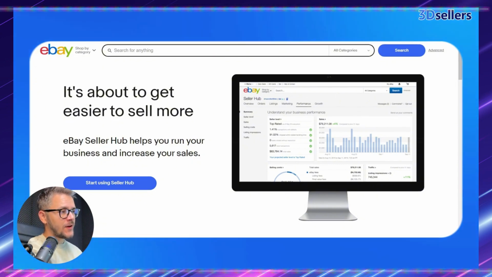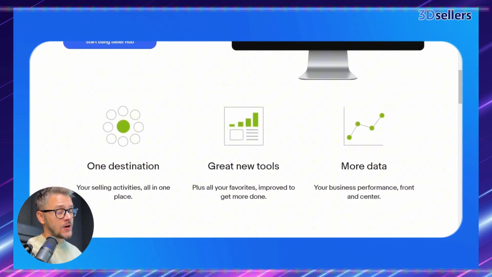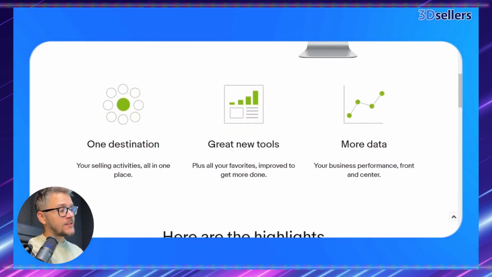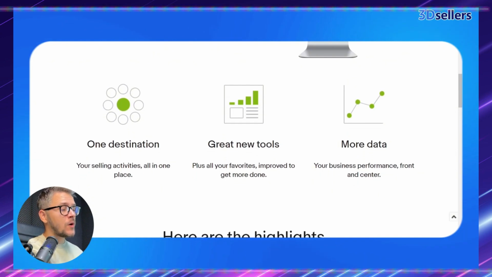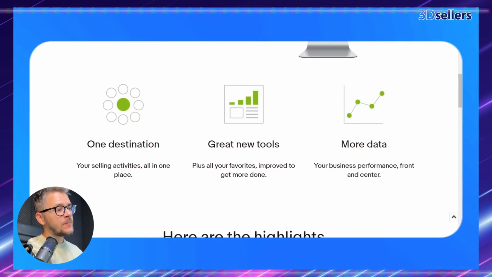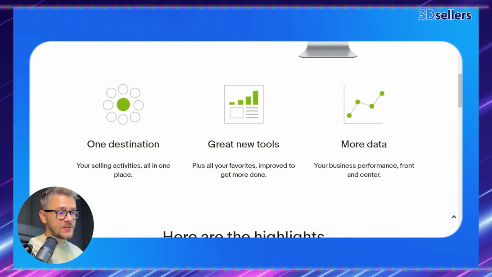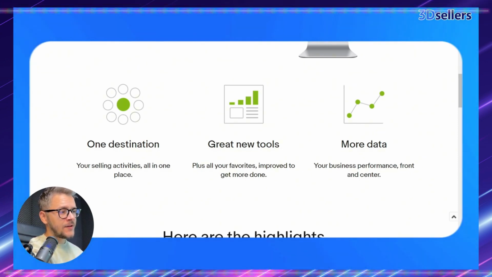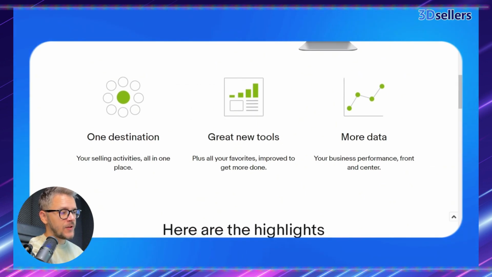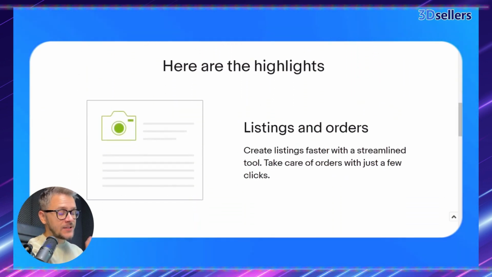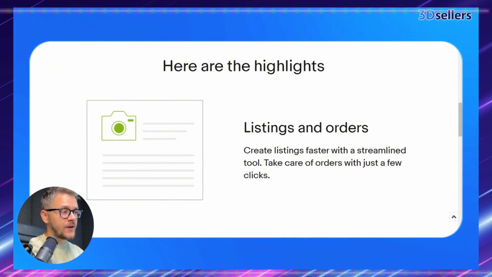And if you scroll down on their selling page, you're going to realize that there are a lot of advantages. First of all, one destination. Your selling activities all in one place. Next up, great new tools. Plus all of your favorites improved to get more done. You're gonna get access to more data, your business performance, front and center. And you're gonna have some highlights here. You can scroll down and see what's up with them. They have a lot of advantages, and eBay is trying to push the Seller Hub towards you. I think it's a very good idea.